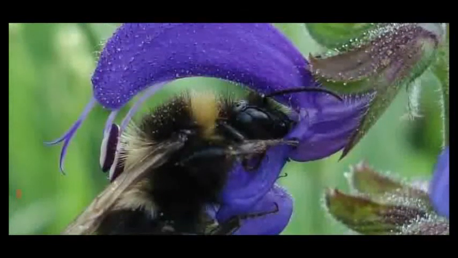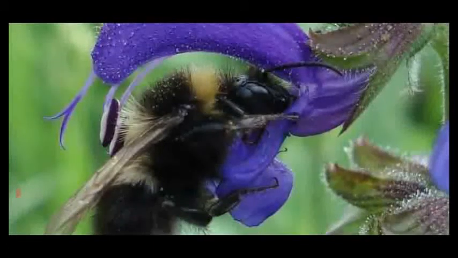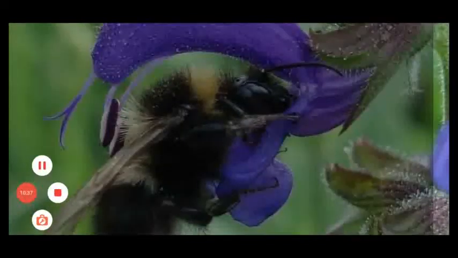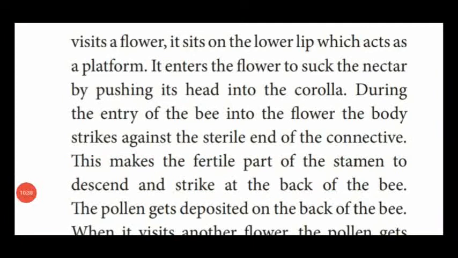This mechanism looks like a lever, so it is named the lever mechanism. When the honeybee visits a flower, it sits on the lower lip. The lower lip acts as a platform for the bee. Once it enters the flower, it sucks the nectar by pushing its head into the corolla of the lower lip.